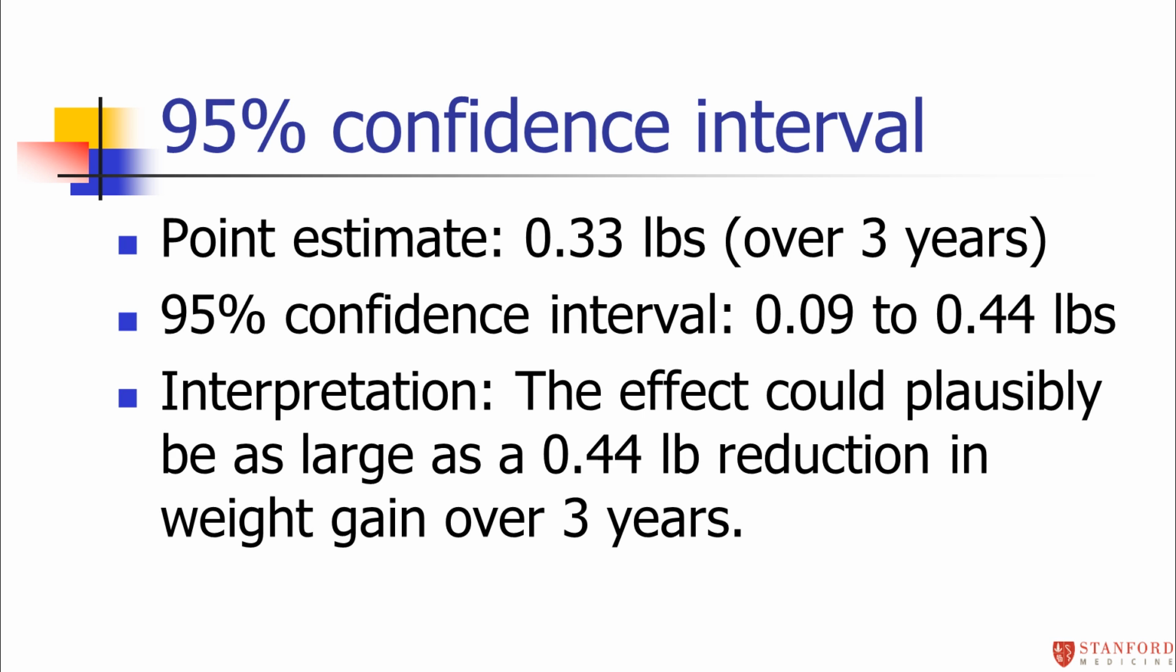It's always helpful to pay attention, then, not just to the p-values, but to the effect sizes and the 95% confidence interval. The point estimate here was 0.33 pounds. I'm going to do everything in pounds because I think in pounds rather than kilograms. It's 0.33 pounds over 3 years. That's how much weight you could save yourself by exercising an hour a day versus none. The 95% confidence interval for that estimate ranged from 0.09 to 0.44 pounds.